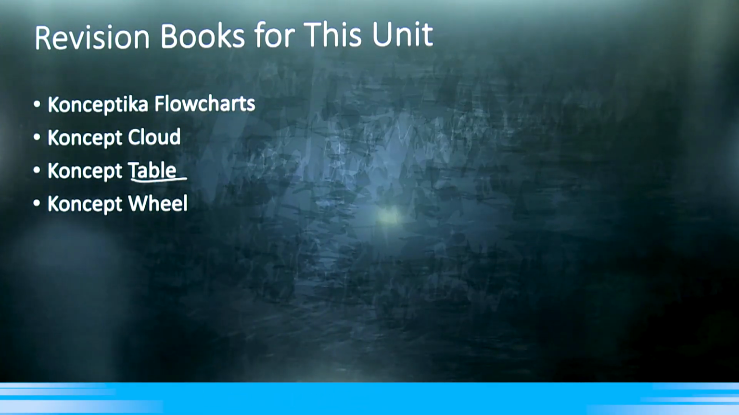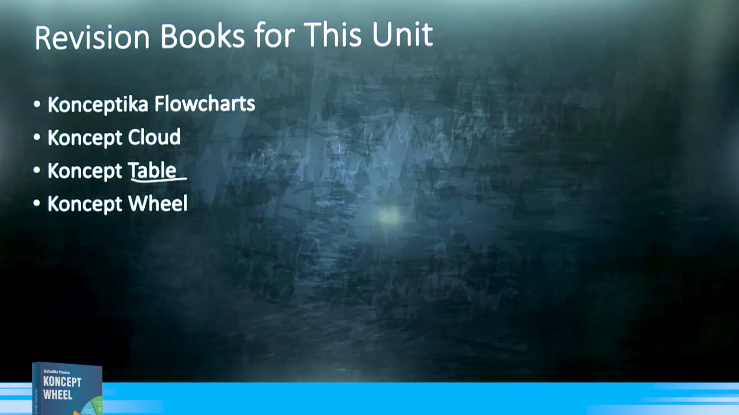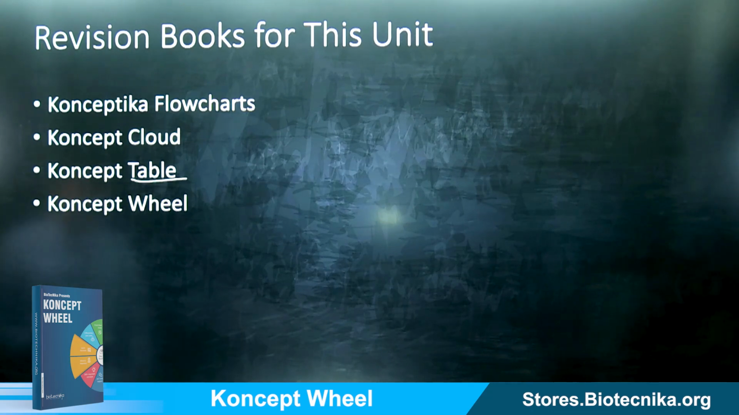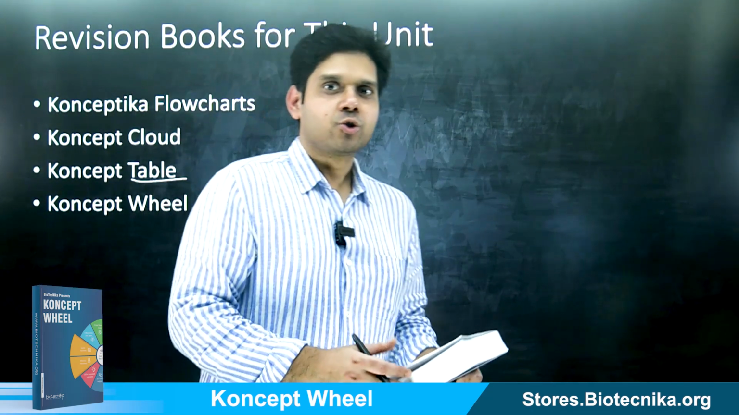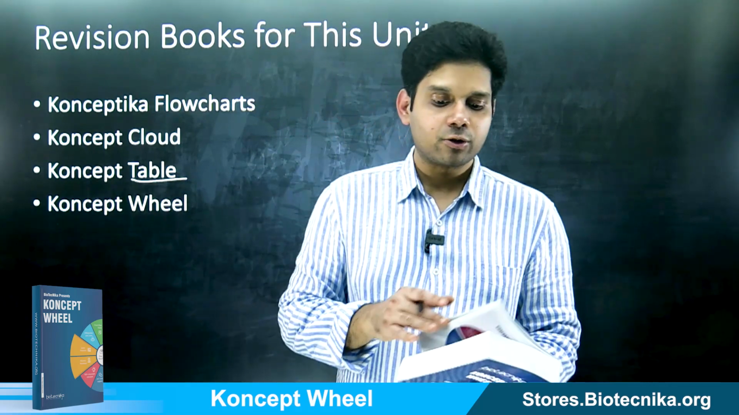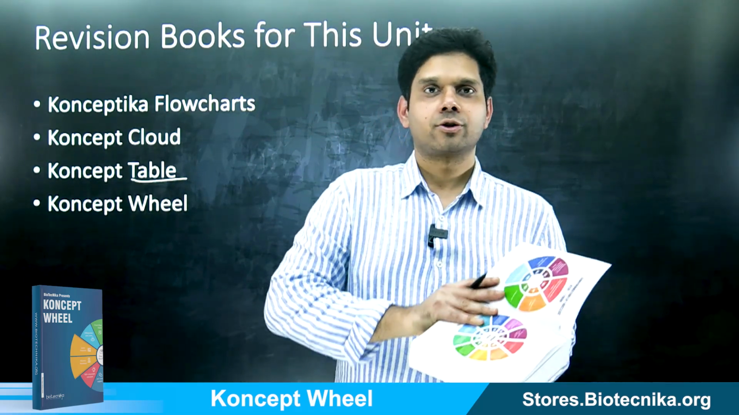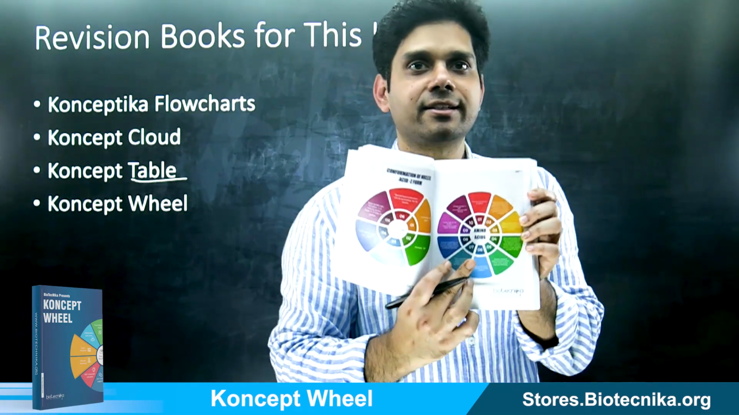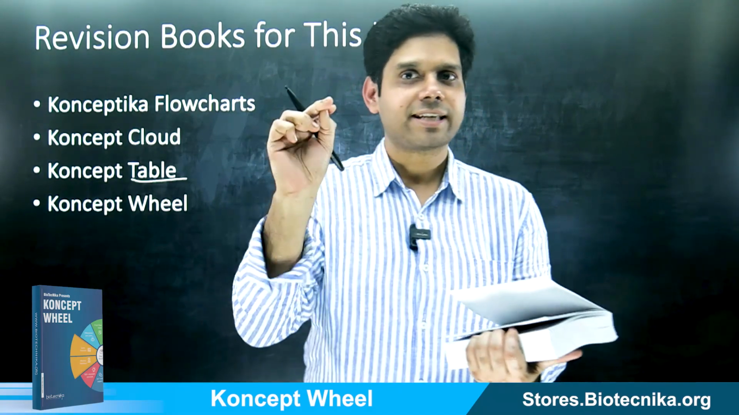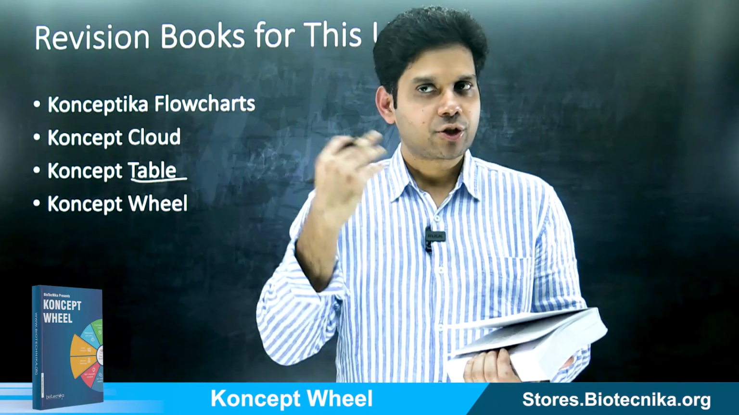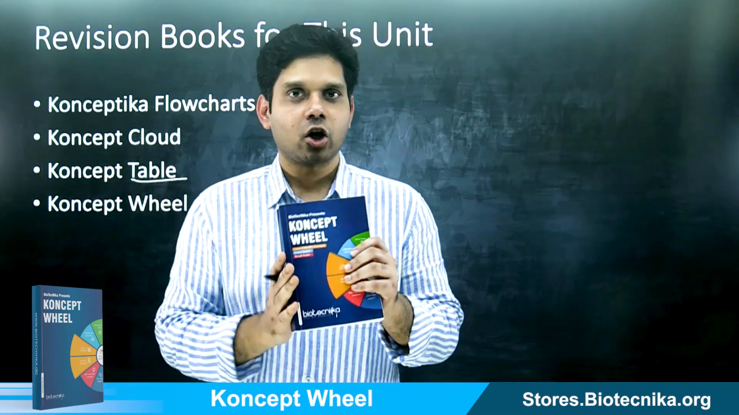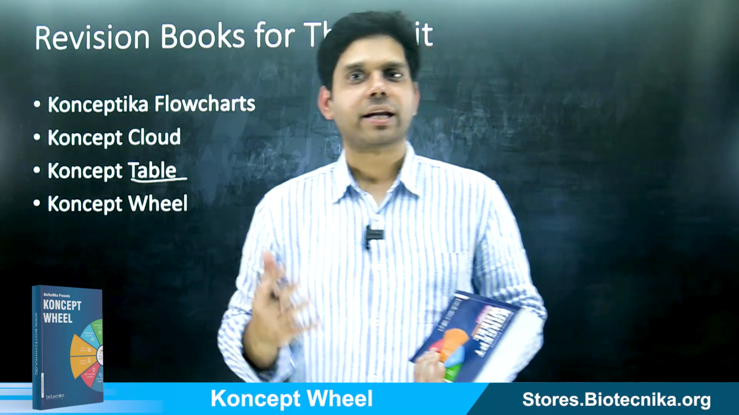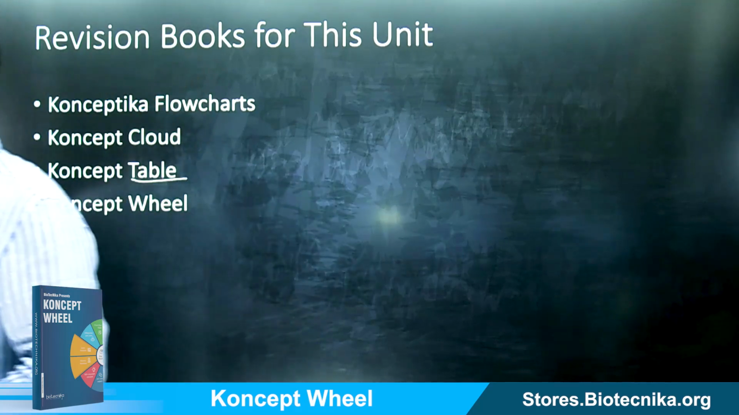And then comes the concept wheel, which is all about your central idea and its features. There are things which you can compare, and then there are things which you cannot compare, but which are also important, for example, amino acids. So in the center it's written amino acids, and on the other sides, the other features which you should remember and recall. This is where the concept wheel comes in. Again, this is a very small book, the size of my palm, and you can easily revise. The entire syllabus is right inside these books.